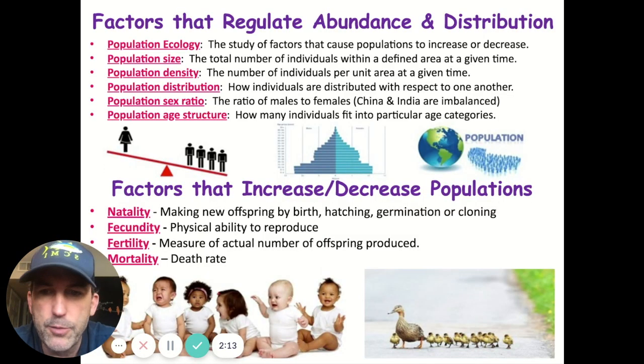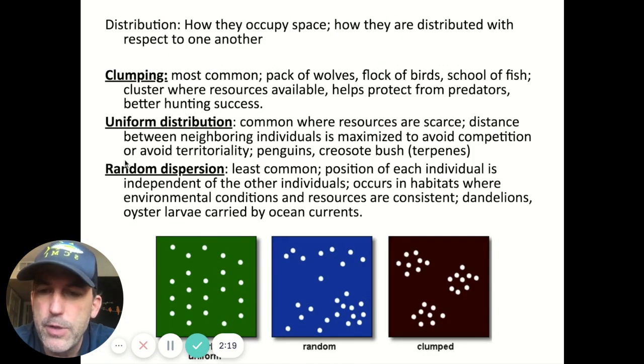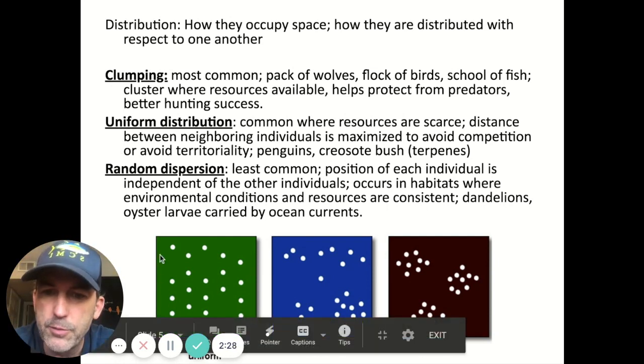Okay, when we look at population distribution, how individuals are distributed, you can have three main scenarios and then gradations between those. So you have clumping distribution, uniform, and random. And so uniform distribution looks like this. Individuals are spaced relatively evenly. And then you have a random dispersion.